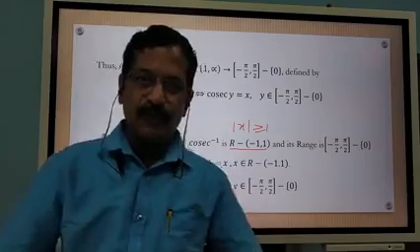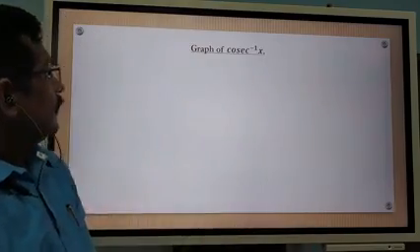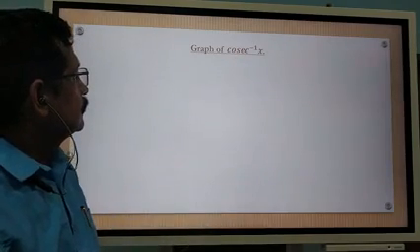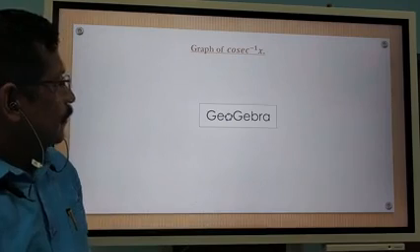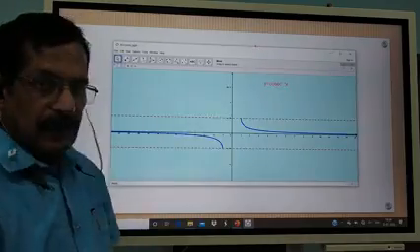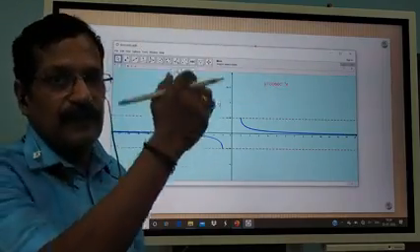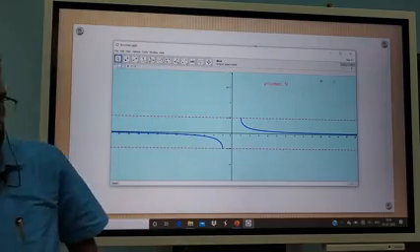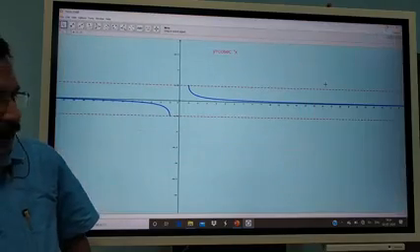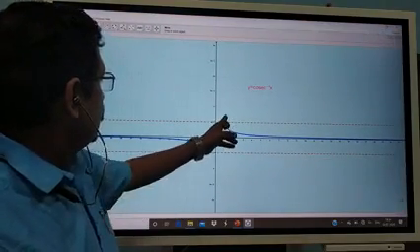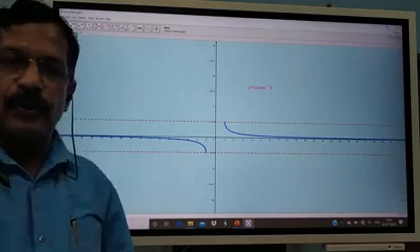What will be the graph of cosec inverse? Graph of cosec inverse is, you can see that the graph of cosec inverse. We have seen the graph of cosec partial graph, and this is the graph of cosec inverse. This is the graph of cosec inverse. Minus pi by 2 to pi by 2 and 0 is excluded here.